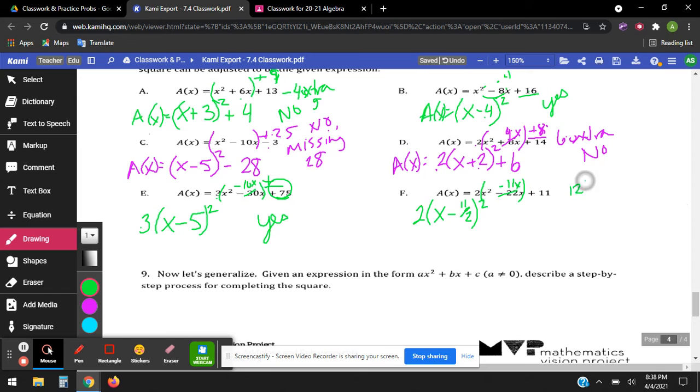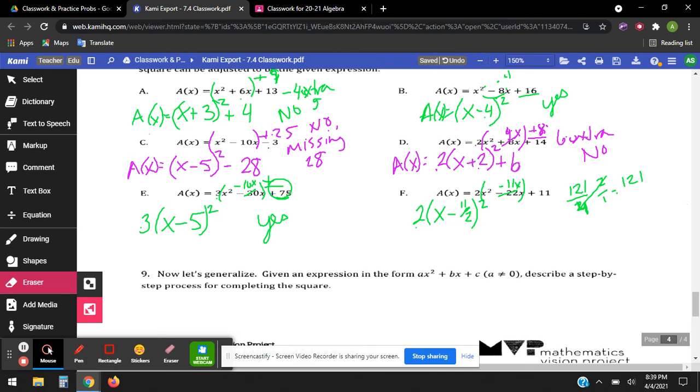So I have 121 over 2 times 2, right? So times 2 gives me a 121. So I should have 121. Yes, should be a plus 121, but it is not, right? Am I doing this right? I feel like I'm doing something wrong. 121. Oh, fourths. Here we go. That's what's wrong. Then it's not right here. 121 fourths.